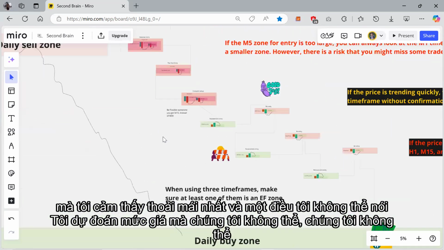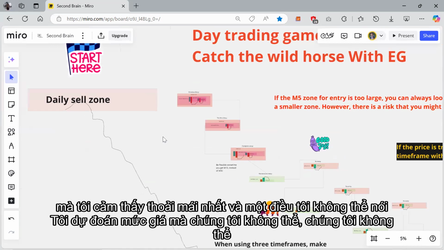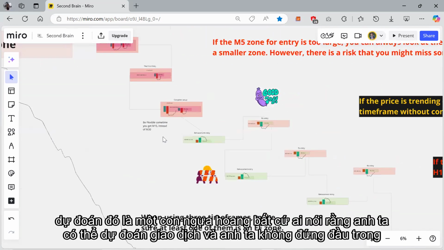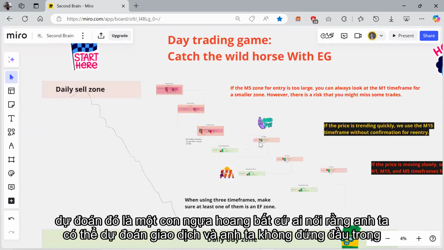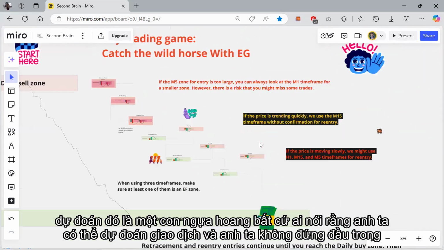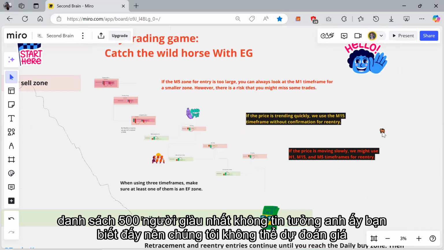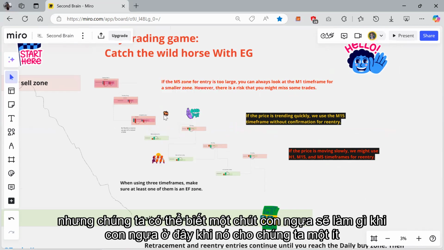And I cannot say I predict the price. We cannot predict. It is a wild horse. Anyone that says that he can predict trading and he's not in the list of top 500 richest people, don't trust him. So we cannot predict the price, but we can know a little bit what the horse will do.